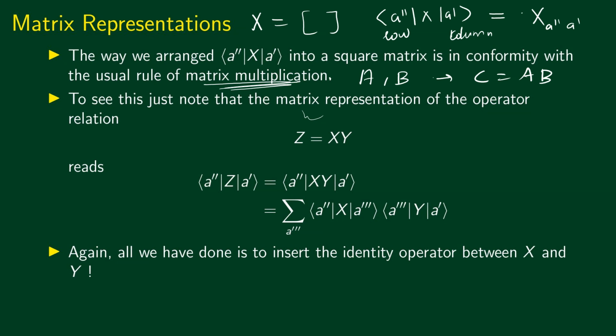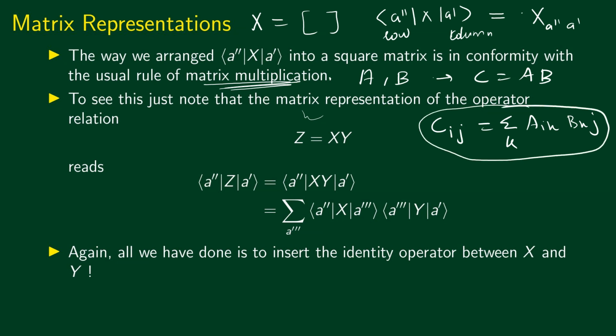The rule of matrix multiplication says that the ijth element of the product of these matrices, or Cij, since it's a square matrix, we have two indices, one row index and another column index. The ijth element of C is equal to the sum over k of Aik Bkj. So this is the usual rule for matrix multiplication.